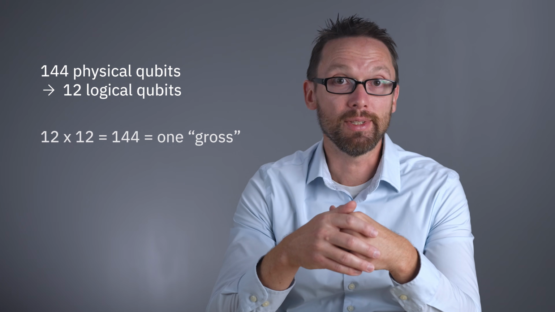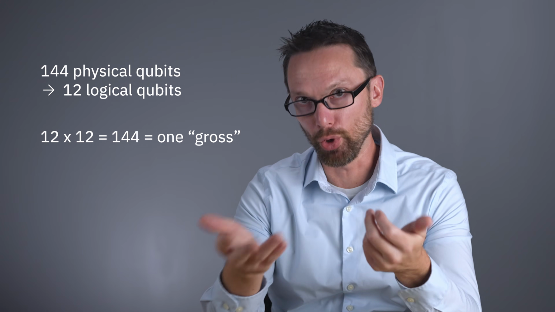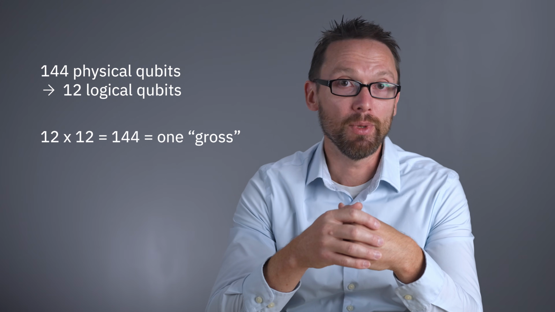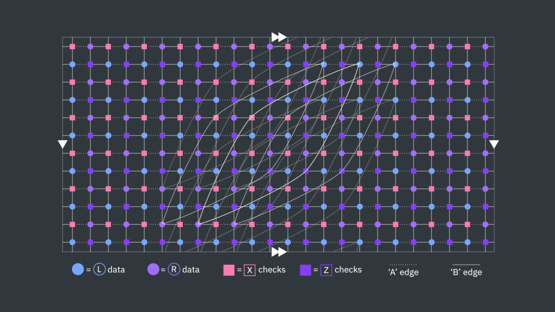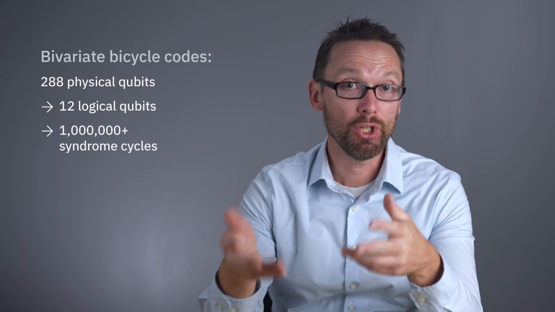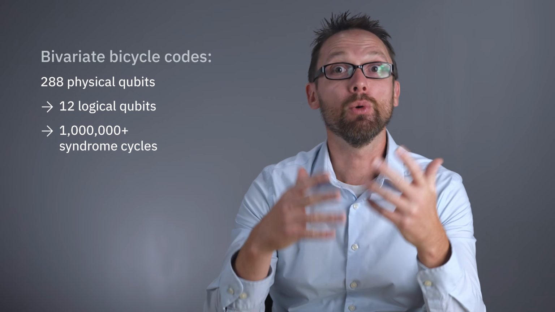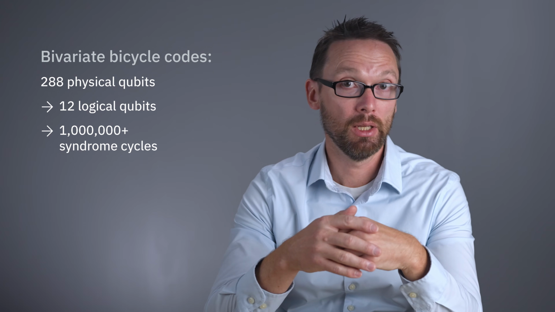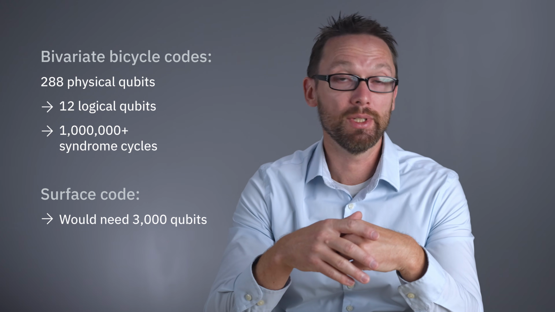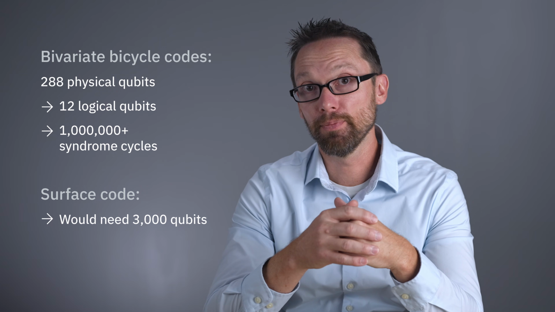This is often referred to as the gross code in reference to the old unit of measurement, a dozen, or a gross. One needs additional qubits to perform logical checks or syndrome measurements. These additional qubits are shown as X-check and Z-check qubits in the Tanner graph. With these 288 physical qubits, the code can, in principle, protect 12 logical qubits for on the order of 1 million syndrome cycles. To achieve the same with a surface code would take almost 3,000 qubits, an order of magnitude more than the gross code.